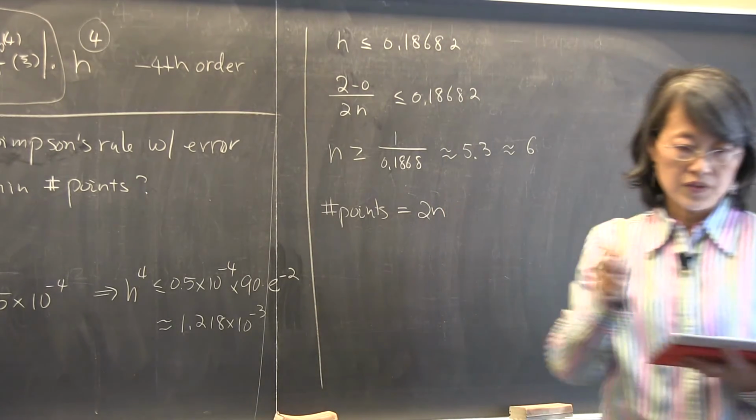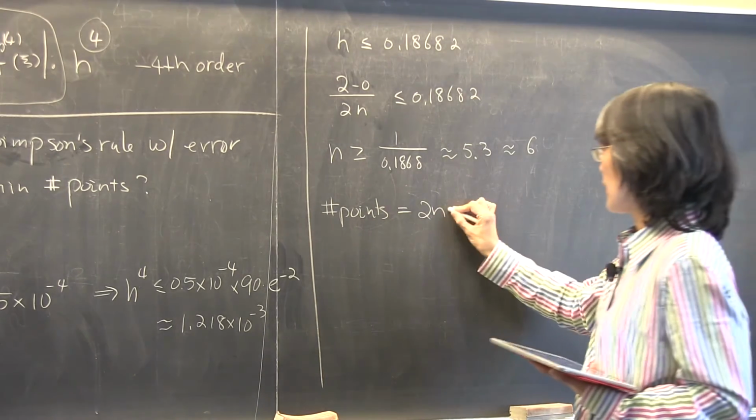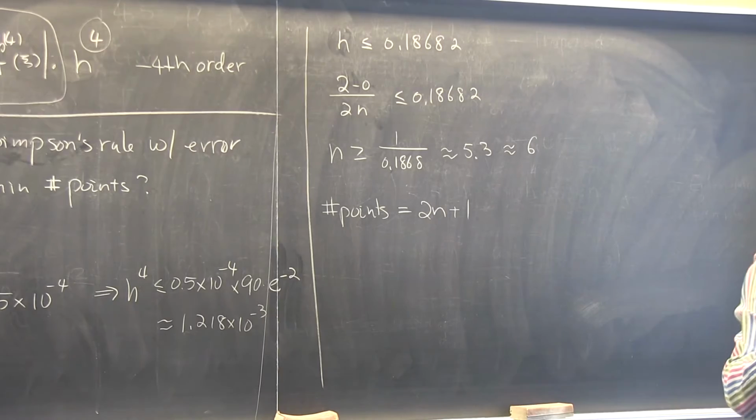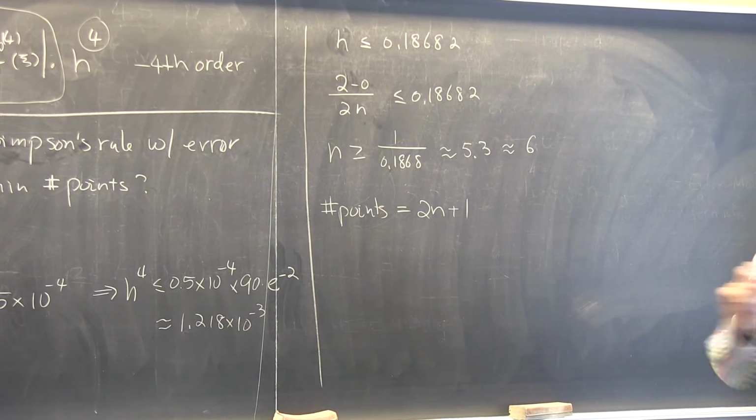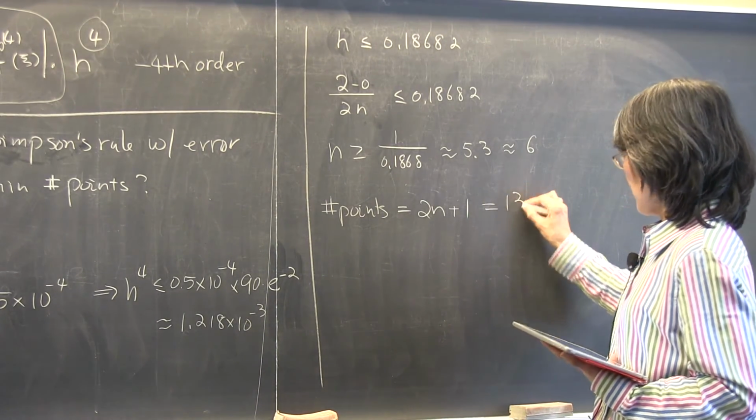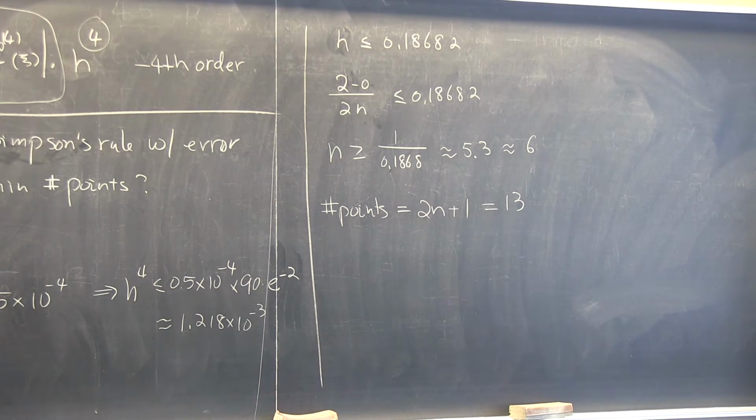n is the number of small subintervals, and you have an extra endpoint to it. Is that right? Okay, so 13, pretty close.